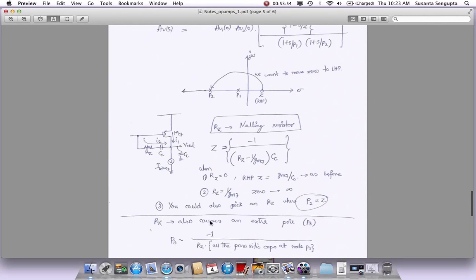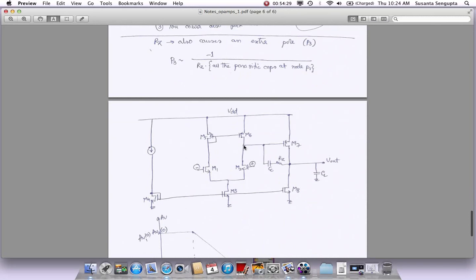But before that, I just want to say another extra thing. We added this RZ, it helped move the 0 from right half of S-plane to left half of S-plane. But this also actually, if you do the complete derivation, that's where it will become more evident, it's not very evident here, creates another extra pole. So addition of this RZ has actually created an extra pole, which we will call P3. That pole location is approximately given as minus 1 over RZ times C. What is the C here?